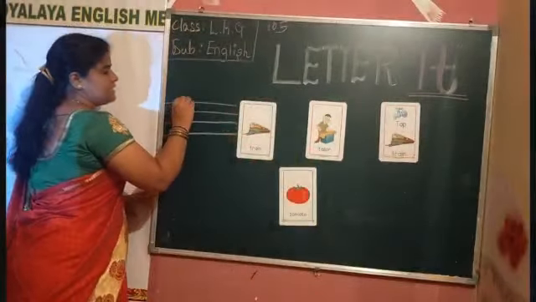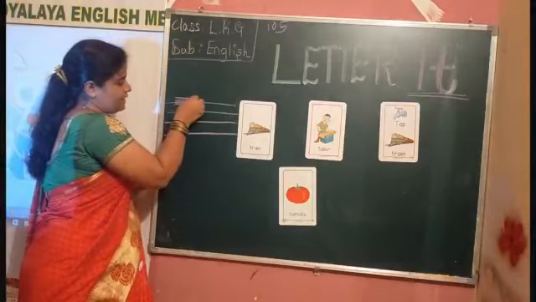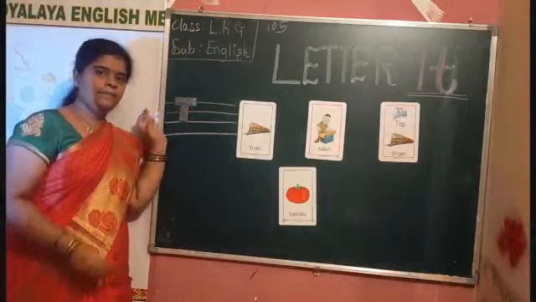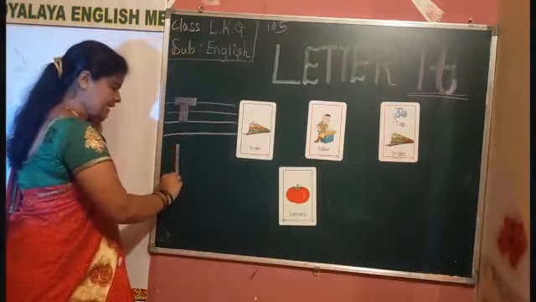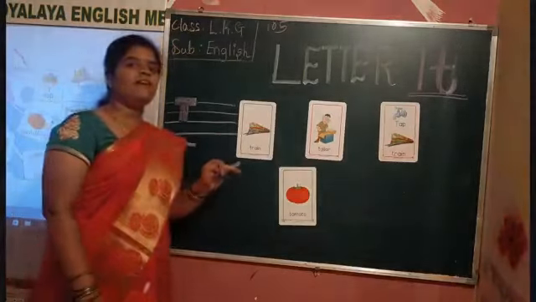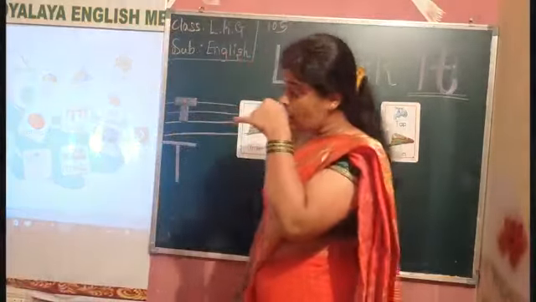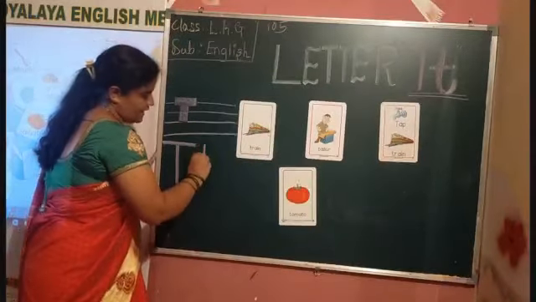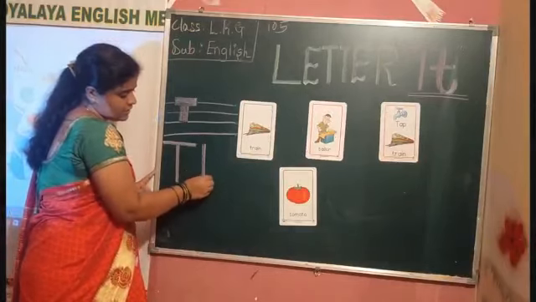Standing line, sleeping line. This is our capital letter T. Once again I show you here. Standing line, sleeping line. This is our capital letter T. Then the small letter T: a standing line, and here we have to draw just one curve line.